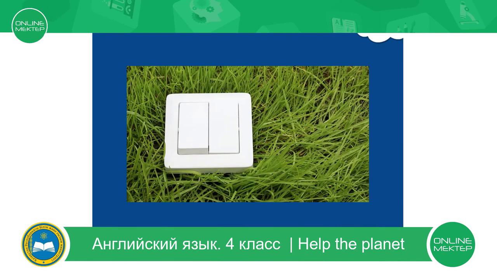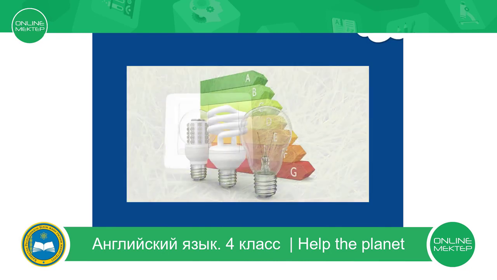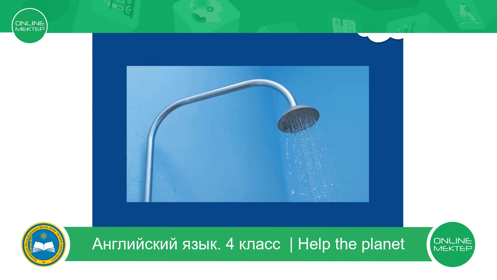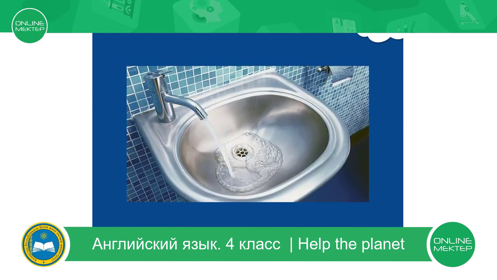Try to remember to switch off the lights when you leave the room and always turn electrical equipment off when not in use. Use energy-saving bulbs. It will reduce your energy consumption and electricity bills. In order to reduce water consumption, persuade your parents to install a low-flow shower and toilet. Remember not to let the water run when you are not using it.